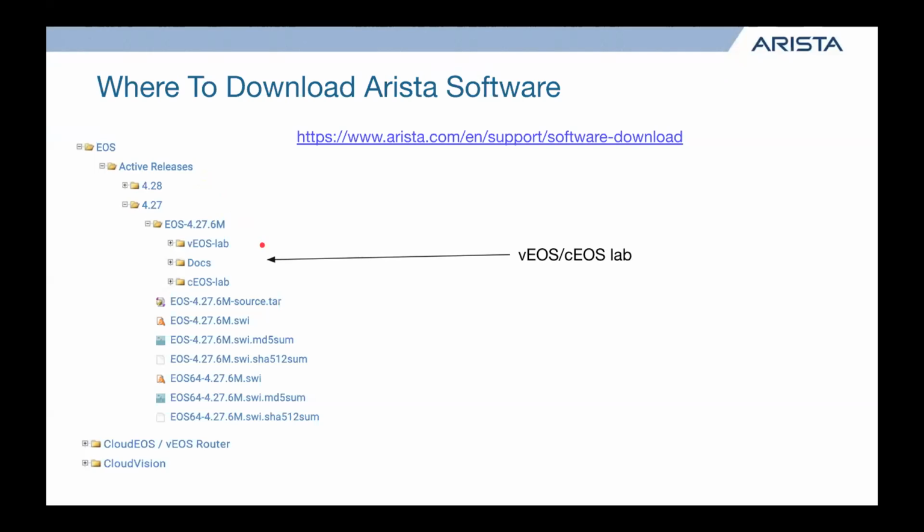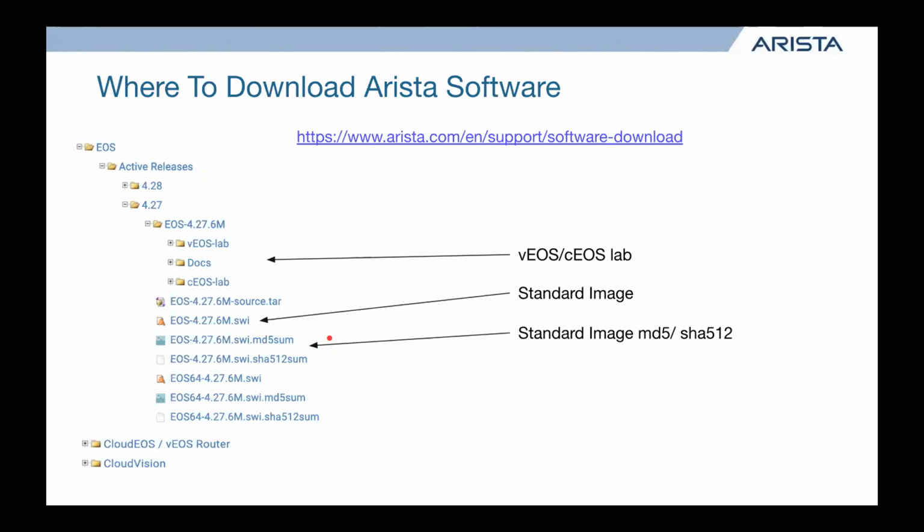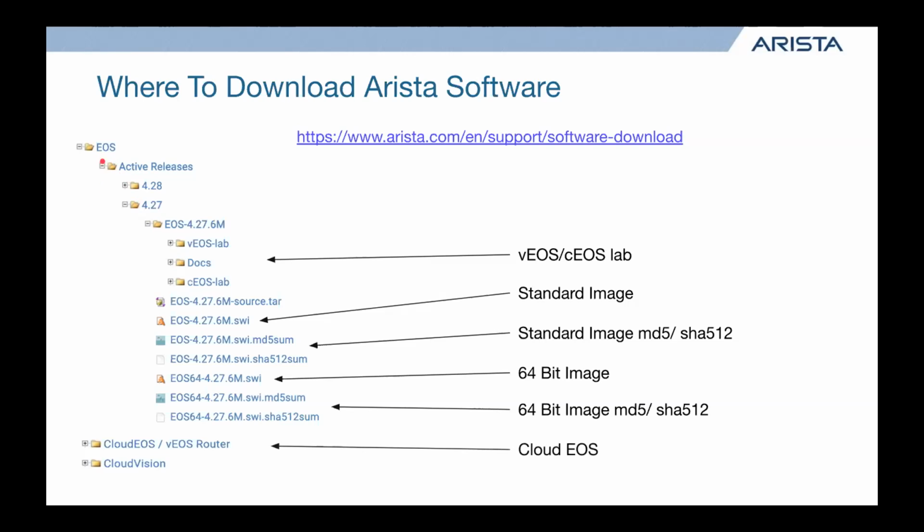In here, we have a lot of different files and folders. First, we have our lab images. Beyond that, you'll see our standard image and our checksum files. The checksums are actually human readable files. You'd want to download it and open it to verify, when you download a software image, that the checksum is correct. Beyond that, we have our 64-bit image and checksum file. And then if you want to use CloudEOS, you'll see it's not in the normal EOS folder. We have a separate folder for CloudEOS. You might see VEOS router. That's our old naming for it. Everything's been moved to CloudEOS. And then we have CloudVision as well, which Himanshu will get into later.